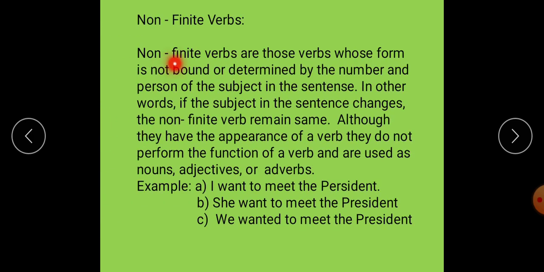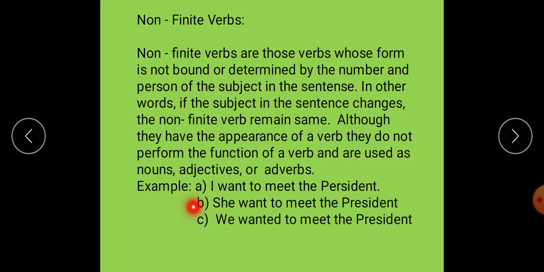Non-infinitive verbs. Non-infinitive verbs are those verbs whose form is not bounded, not determined by the number and person of the subject in the sentence. यानी sentence में जो है person और number की जो है non-infinitive form जो है वो bound नहीं है. In other words, if the subject in the sentence changes, the non-infinitive verbs remain the same. Although they have the appearance of a verb, they do not perform the function of a verb and are used as nouns, adjectives or adverbs.